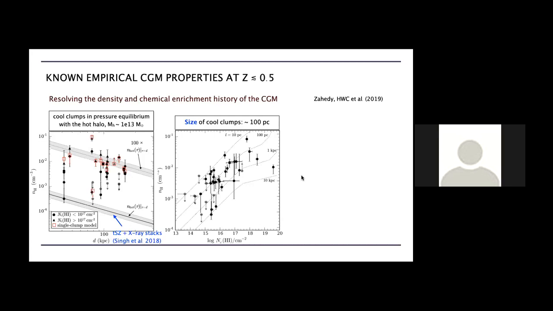If you are talking about CGM, you have to separate the contribution from the intracluster medium and from the CGM. So in this case, you have to choose the cleanest cases. And for such massive galaxies, most of them are located in the center of clusters, and only very few of them are isolated. So the case is very complicated.